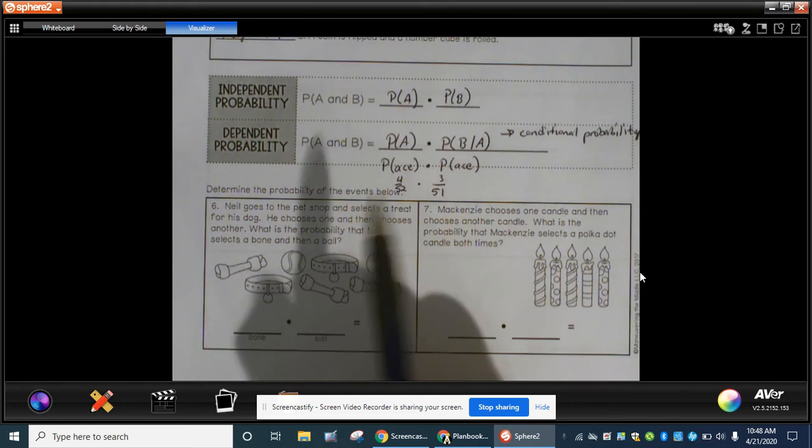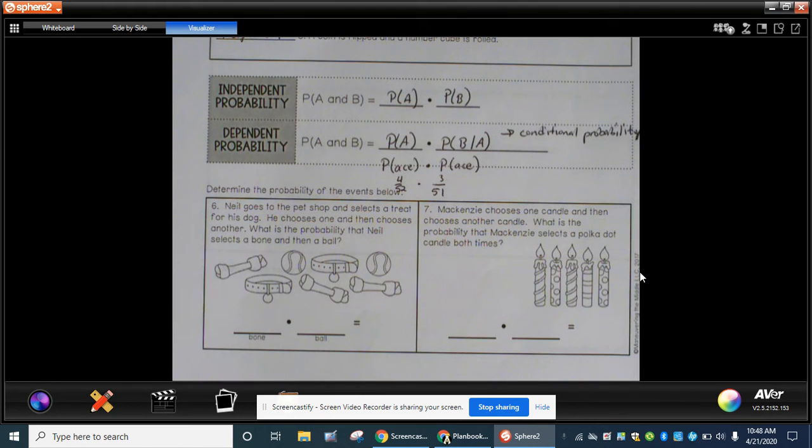Okay, let's look at number 6 here. Neil goes to the pet shop and selects a treat for his dog. He chooses one and then chooses another. What is the probability that Neil selects a bone and then a ball? He has all these to choose from: 1, 2, 3, 4, 5, 6, 7 things. So the probability of choosing a bone is 3 out of 7.